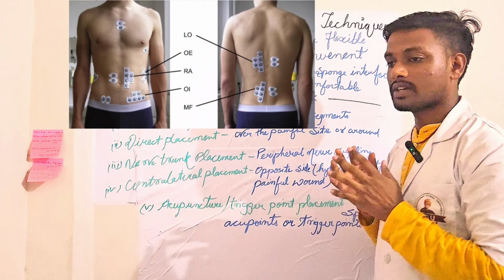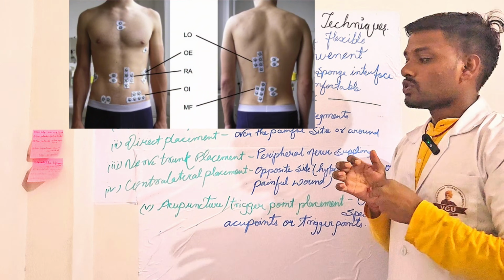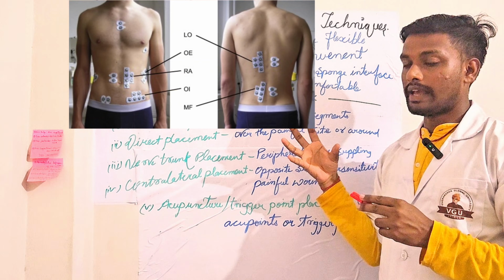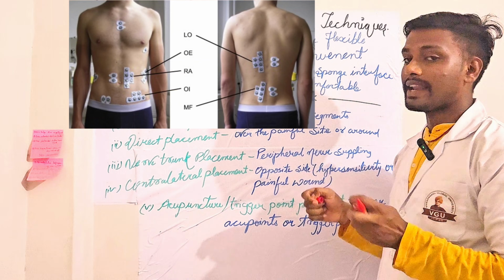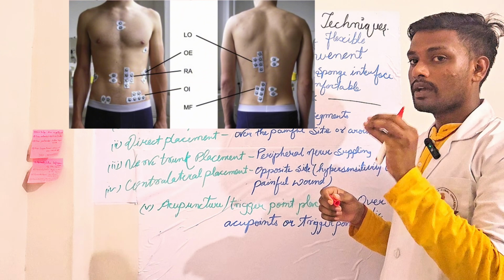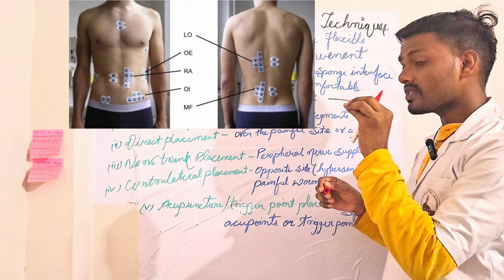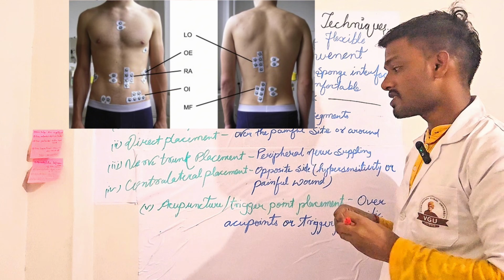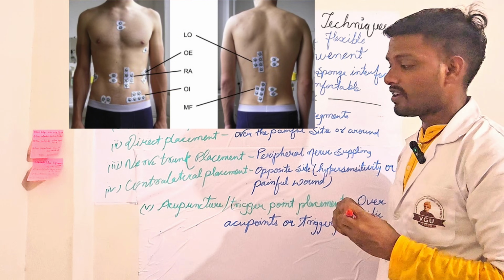Next one is nerve trunk placement. There is a root where the nerve originates, like the L4, L5 region. We can directly place over there. It will stimulate the trunk to reduce the pain in the primary or secondary nerve root fibers. It is a peripheral nerve supply, so we can apply over there.